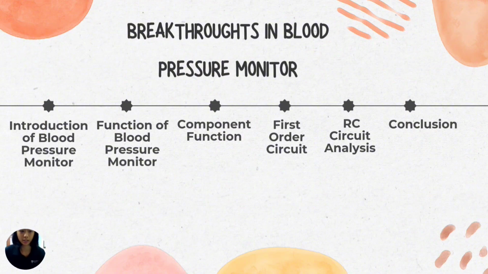First is introduction of blood pressure monitor. Next is function of blood pressure monitor. Third is component function. Fourth is first order circuit. Fifth is RC circuit analysis. And the last is conclusion.